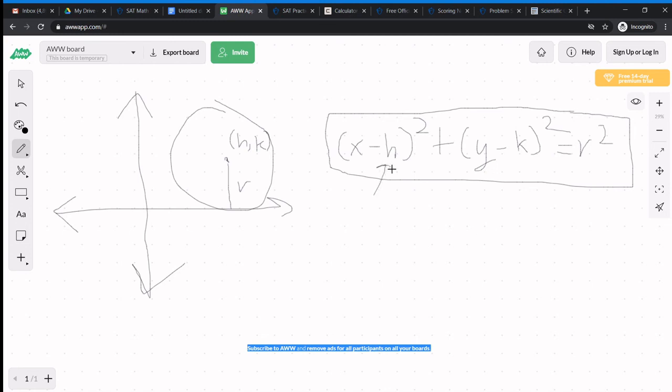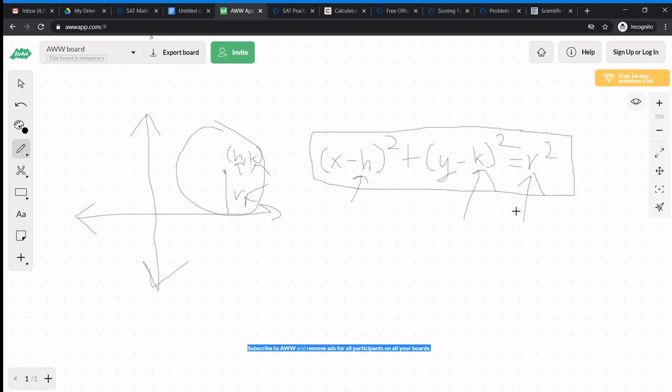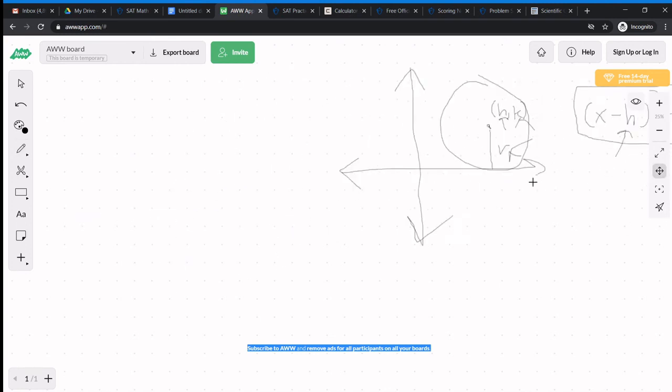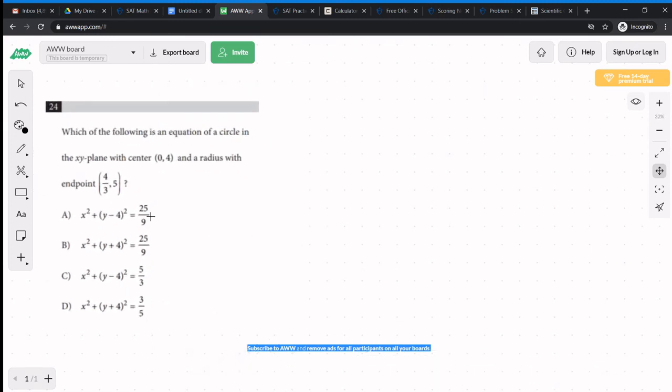This first number is the x value for the center. Second, the y value for the center. Third, the square of the radius. You need to know this formula for the test. There'll be at least one or two problems about circles. And if you know this formula, they become so easy. You should be able to do them, without a doubt.